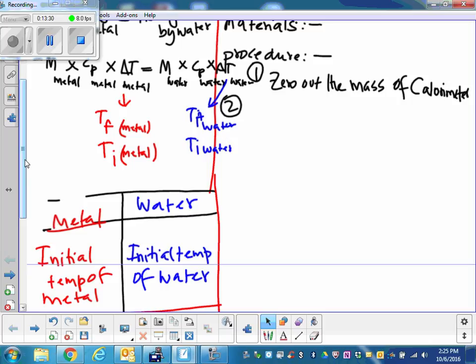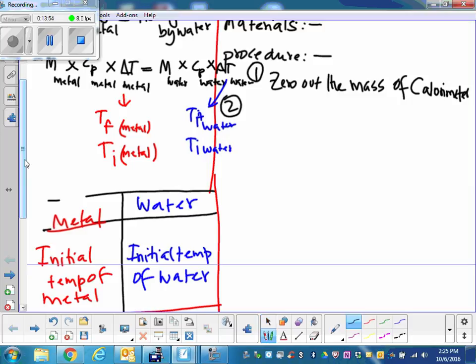Is that right? So is it a good idea to take a lot of water? Will you be able to measure a significant difference in temperature? Not really. It may not even increase that much. Do you understand? So how much water will you take? Enough to cover the metals. All right? So how much water do you think that will be?